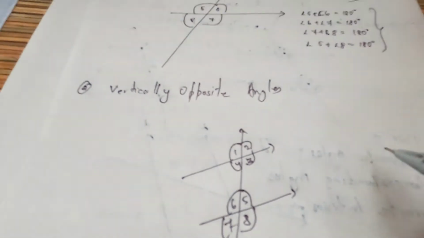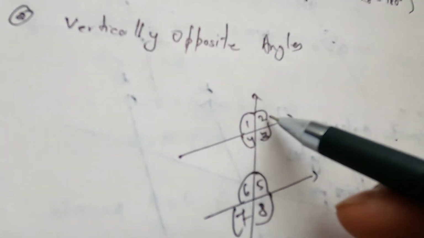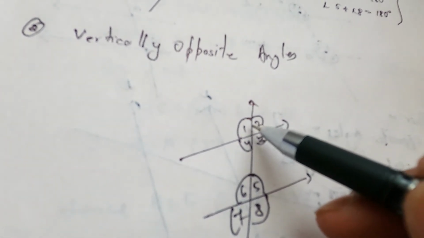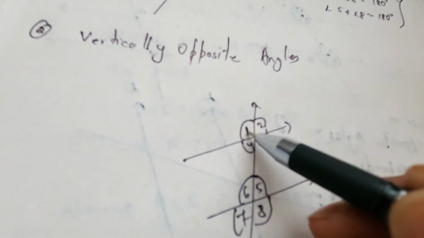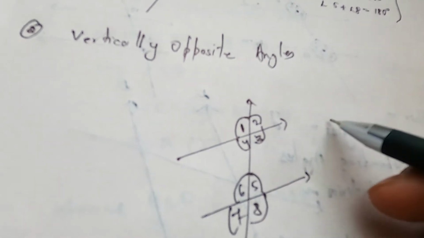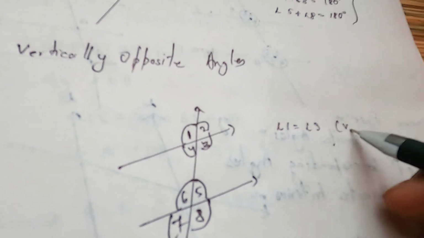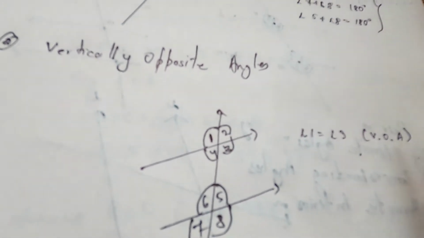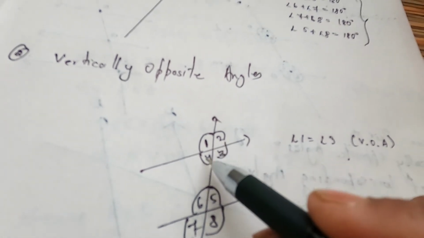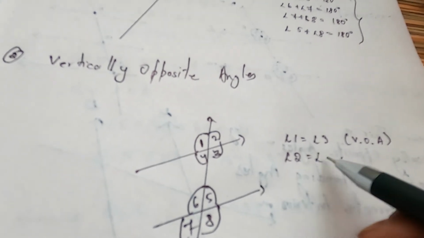for example, angle 1 and angle 2 form a linear pair. It means that they are on opposite sides. So in this case, which angle is opposite to angle 1? Angle 1 is vertically opposite to angle 3. So in this case we can say angle 1 is equal to angle 3. What is the reason? Vertically opposite angles. And the other vertically opposite angles are 2 and 4, because they are vertically opposite to one another. So angle 2 is equal to angle 4.